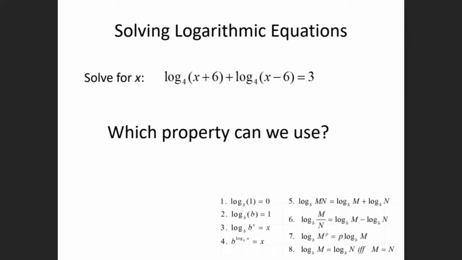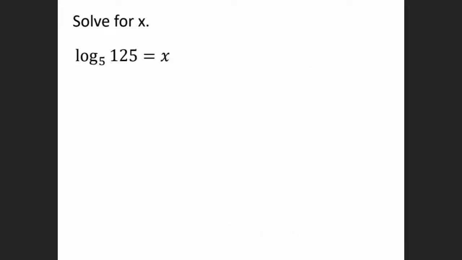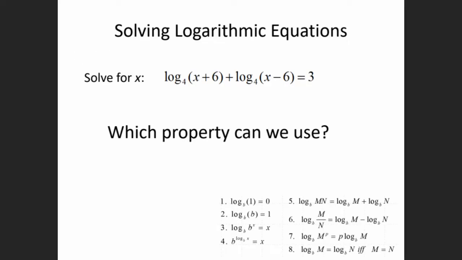Okay. What about this one? Log base 4 of x plus 6, plus log base 4 of x minus 6, is equal to 3. Hmm. What property can I use? I hope you can see that I have two logs that are being added to each other that have the same base, 4 and 4. So what I can do is condense these two logs into one log.